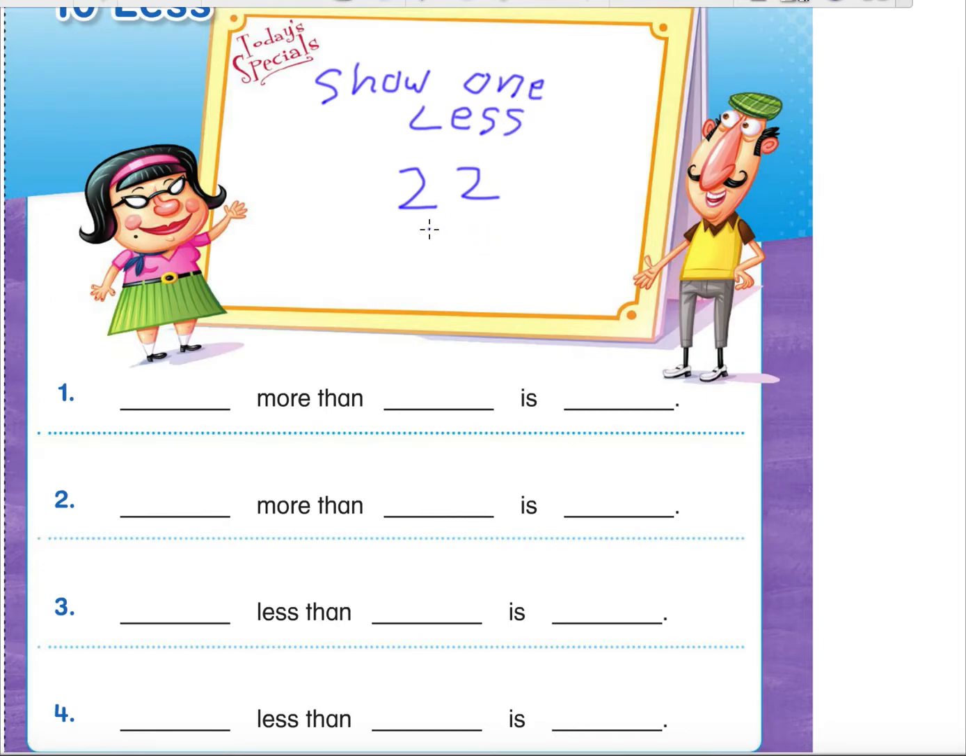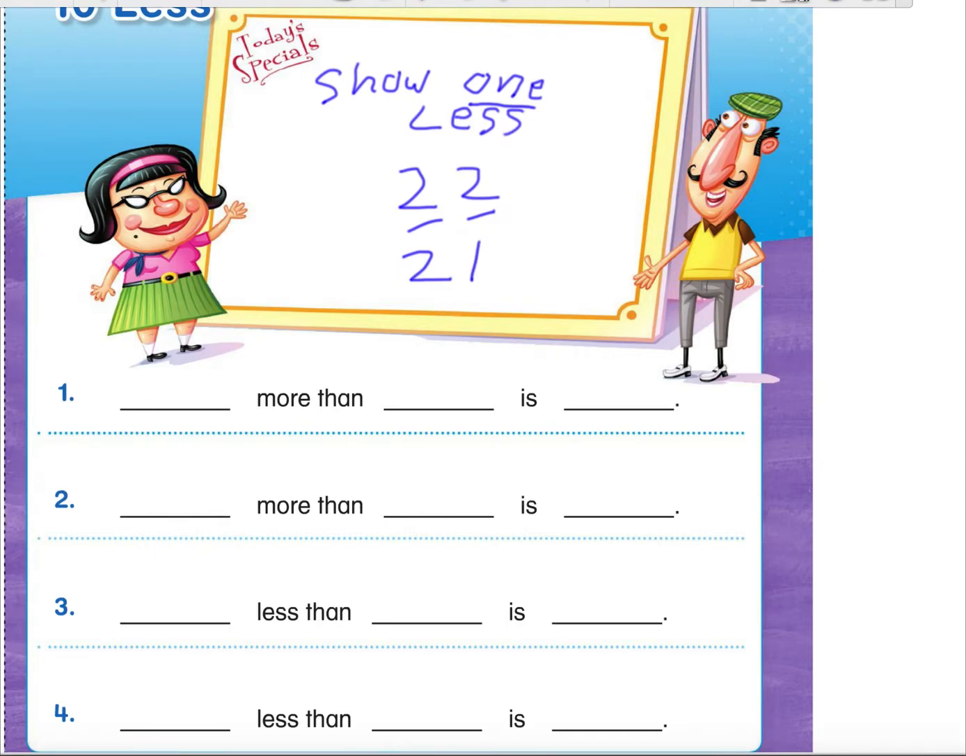Now, which house is going to change? Is it the ones house or the tens house? Now, I just want one less. It's going to be the ones house. So we would then write the number 21. Only the ones place is changing, not the tens. That will not change if we're saying just one less. So that is one more and one less.